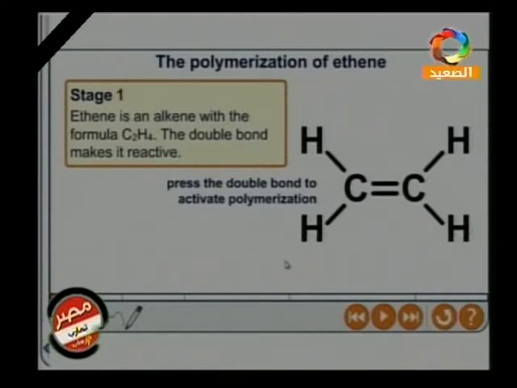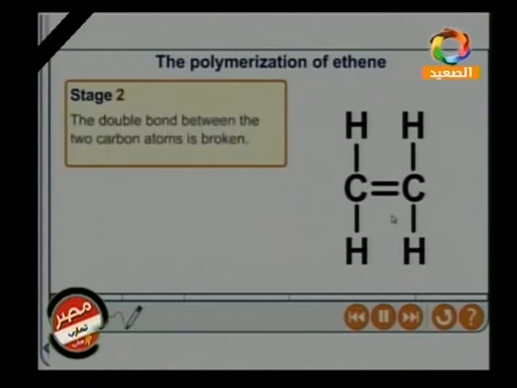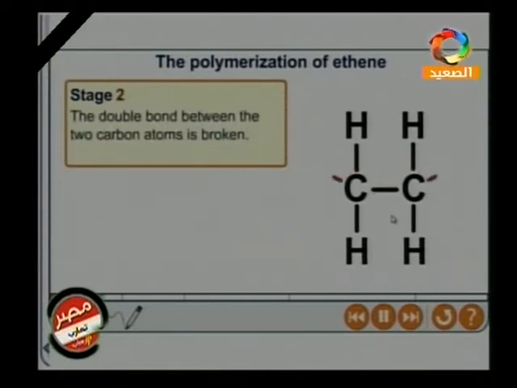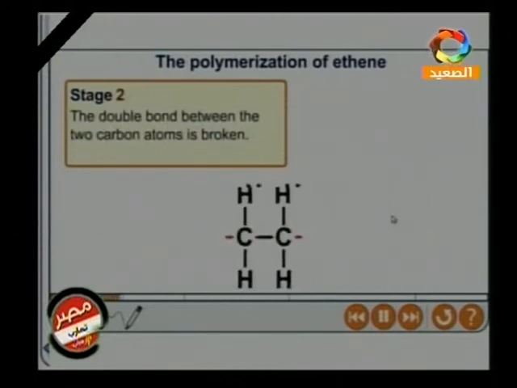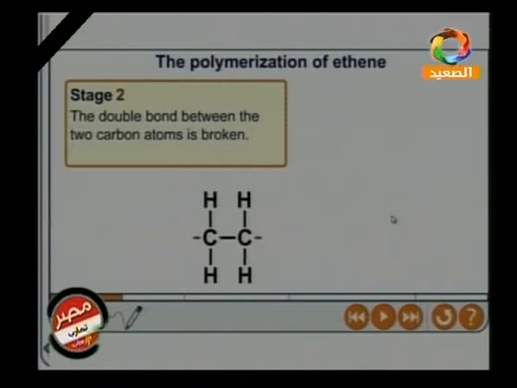So here we have ethene, an alkene with the formula C2H4. The double bond makes it reactive. If I press the double bond, it will break, with the help of the phenol. If I press this bond like this, the bond will be broken to open the chain in this molecule.